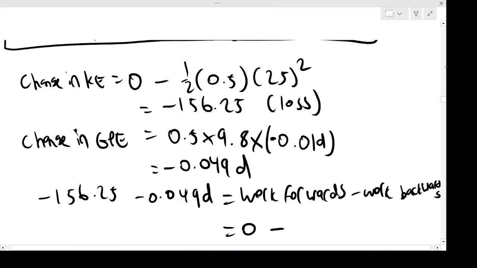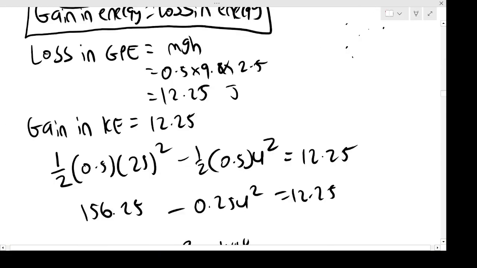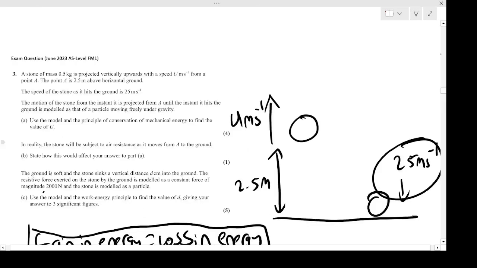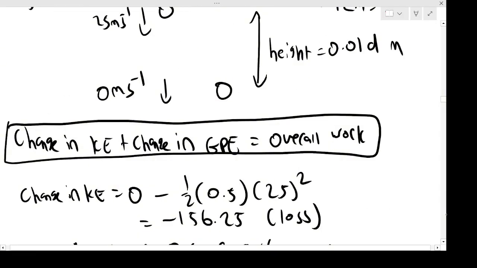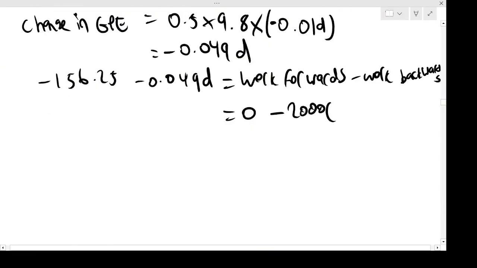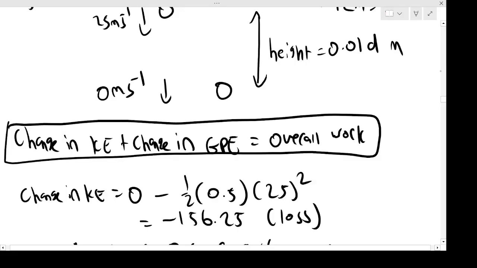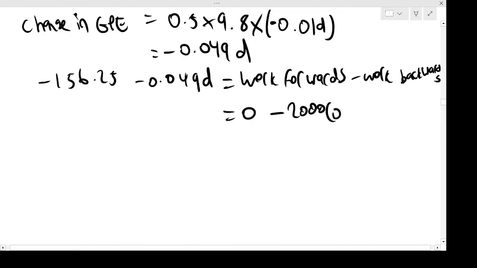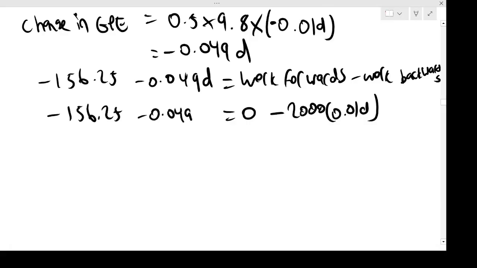And then the work backwards, well, we do have a resistive force, so that's backwards. So that's going to be force times distance. So the resistive force is 2,000 newtons. And again, the distance is going to be the same, 0.01d. And that's going to equal minus 156.25 minus 0.049d equals 0 take away 2,000 lots of 0.01d. Now we just get an equation to solve for d.